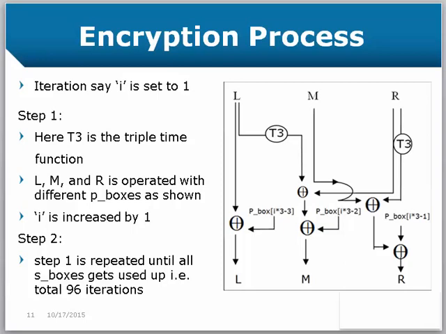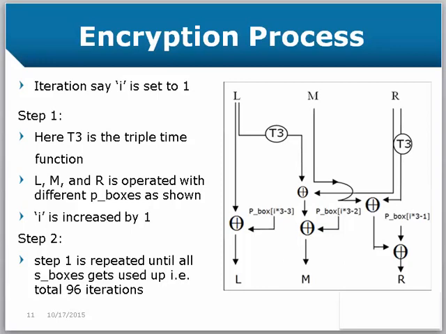Here you can see that R is merged with L after passing through the T3 function, and it is then merged with a P box, and then it is the new M part. Similarly, L is stored with P box I star 3 minus 3, and it is the new left part, and the right part is formed by storing the middle part and the right part passed through the T3 function, and then storing with P box I star 3 minus 1. Now this is step 1.